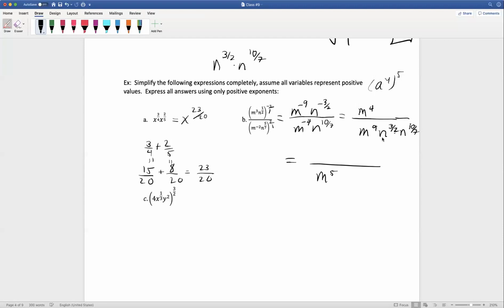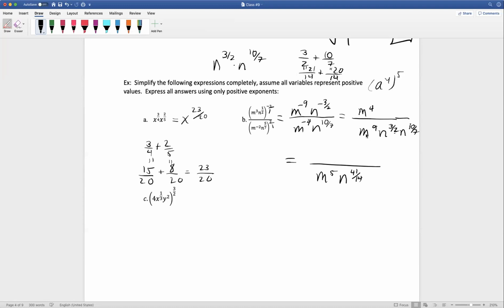Right, the base is the same. We're multiplying, so we're going to add exponents. So we need to figure out what 3/2 plus 10/7 is. Well, let's do this first. We have an LCD of 14. To get from 7 to 14 multiplied by 2, 10 times 2 is 20. To get from 2 to 14 multiplied by 7, 3 times 7 is 21. So 21 over 14 plus 20 over 14, that's going to leave us with 41 over 14.